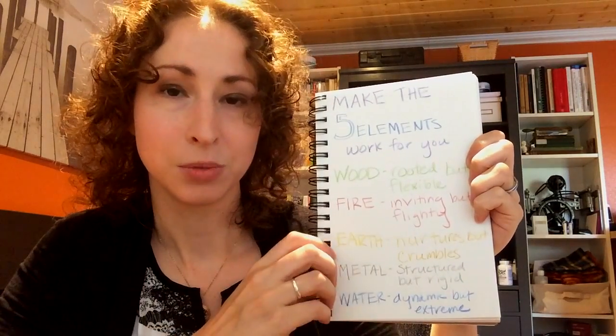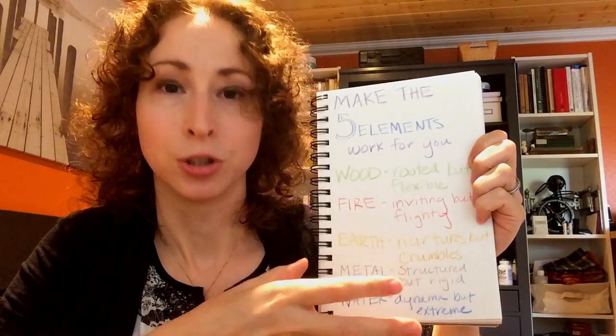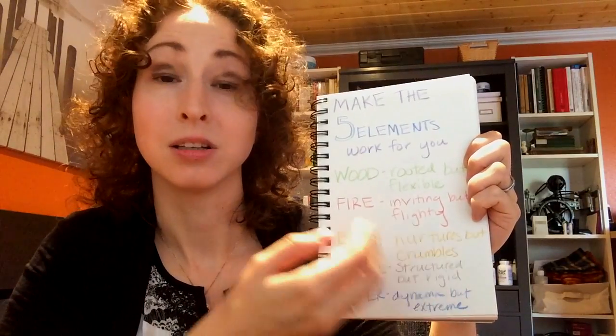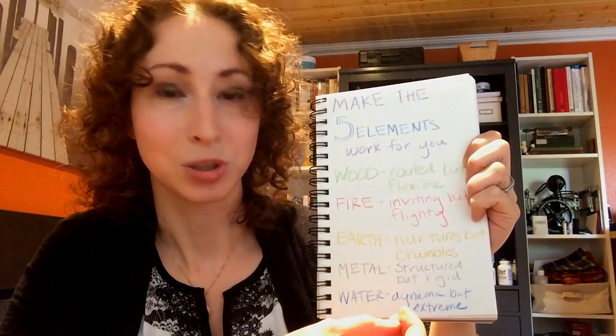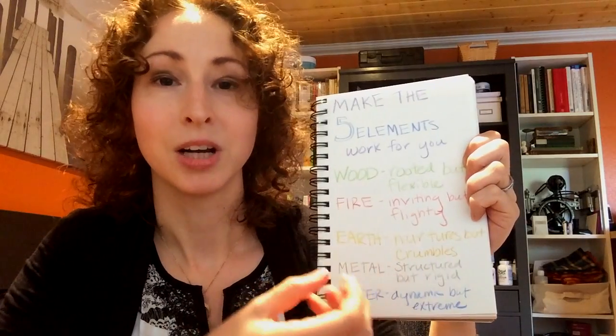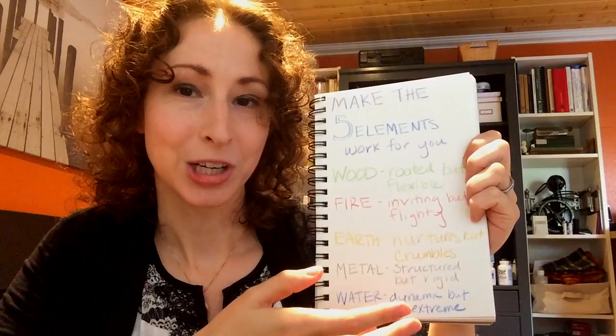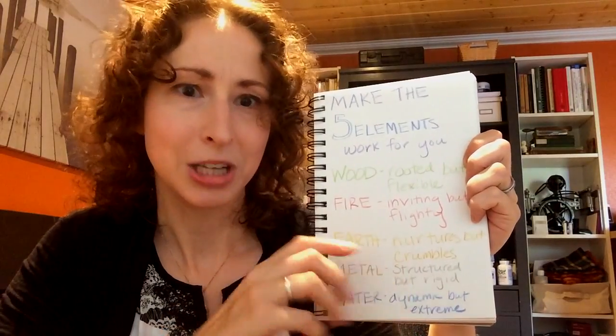Earth people are very similar. They're incredibly giving, nurturing souls. But if they give too much, and just like soil, if it becomes nutrient depleted, it can crumble, right? It can crumble away, and then it can't give anymore. So that's something that Earth personality types kind of need to be careful of that way.